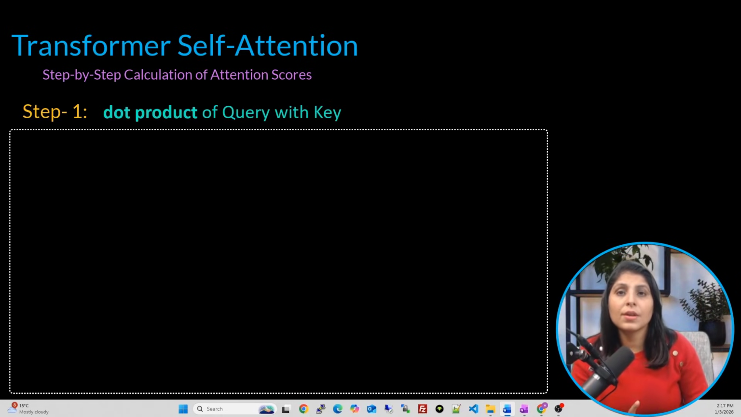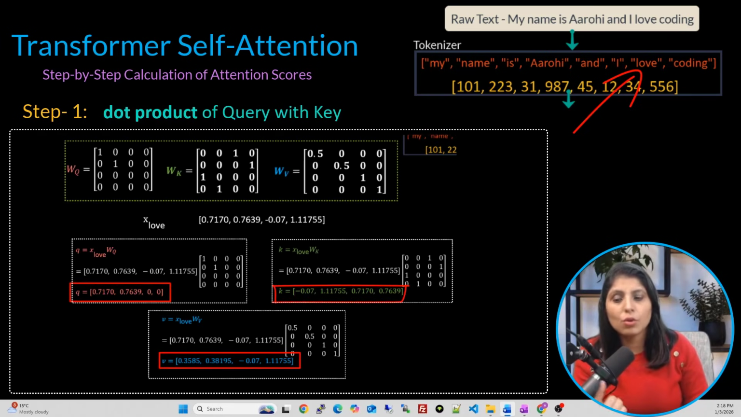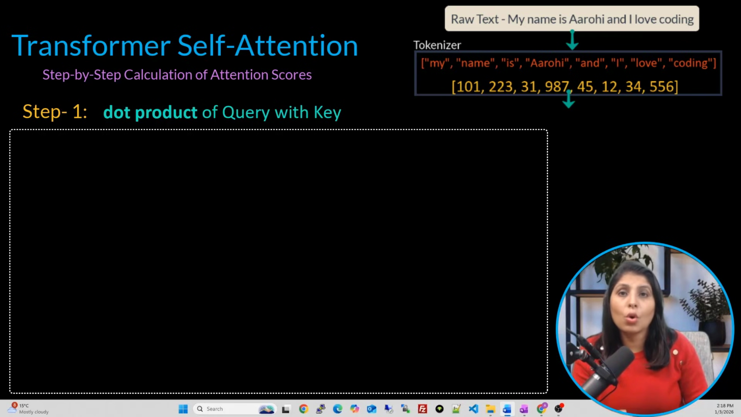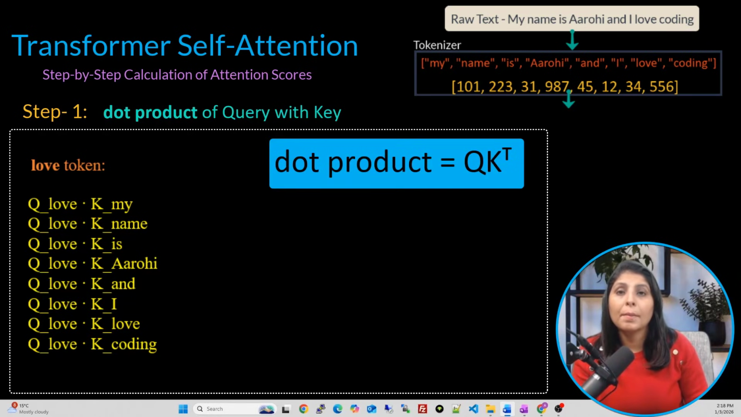The first step is to take the dot product of the query with the key. What does it mean? Let's see it with an example. We will take the same example, the token love. We calculated the query, key and value for the token love, so we will continue with that example only. Now we will take the dot product of the query token with the keys of all the tokens, including the love token. This means the query of the love token will be multiplied by the keys of all the tokens, like this.